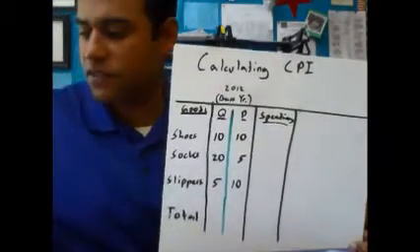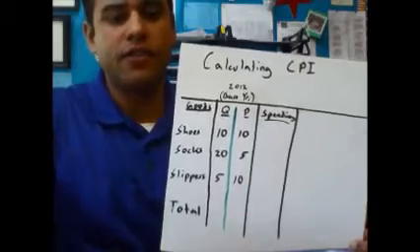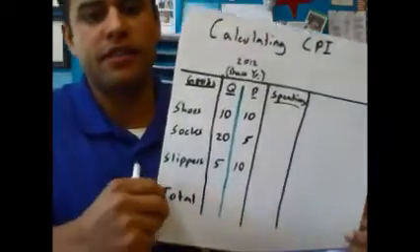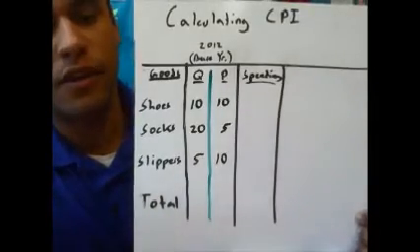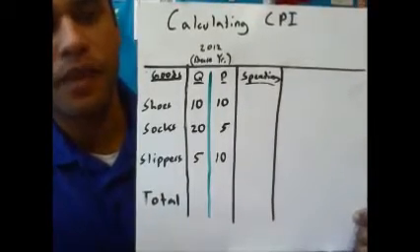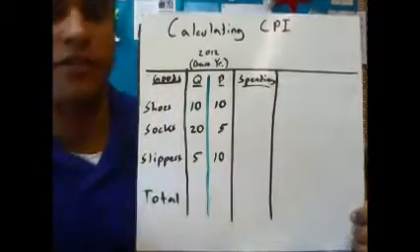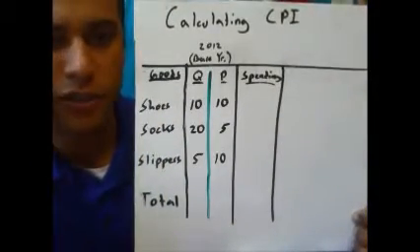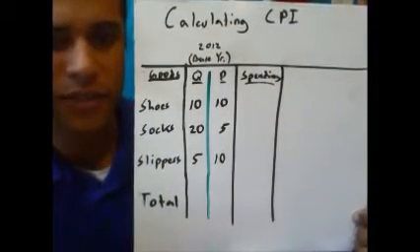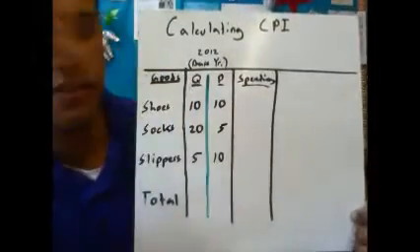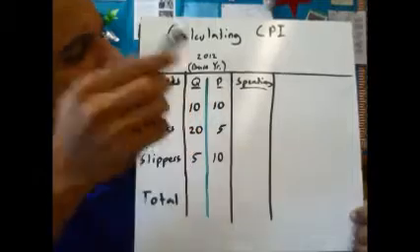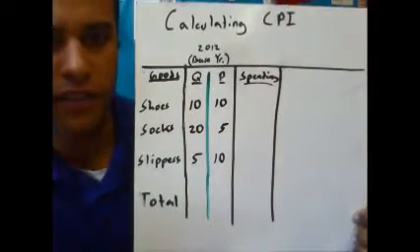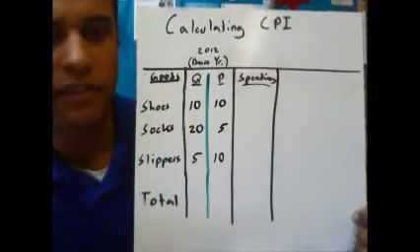In this case, they've given us some economic data. All I've included here is the economic data for one year, 2012, and I'm calling that the base year. What we have are the items in the basket of goods, and I went with the shoe theme here: shoes, socks, and slippers. I've got the quantities of each of those that are part of the basket of goods, and the price of each.